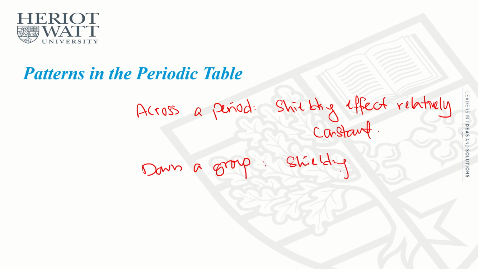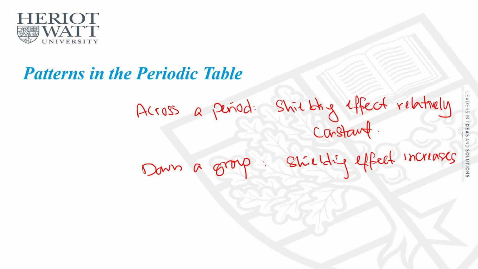Shielding effect increases. Now, why does it increase? Because when going down the group, you have additional electron shells. So the more electron shells you have, the more internal electrons you have, and therefore greater internal repulsions, hence shielding effect increases. All right, and when you move across a period, why does the shielding effect stay relatively constant?